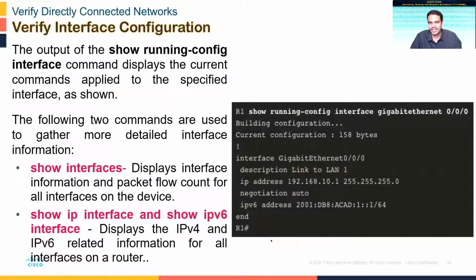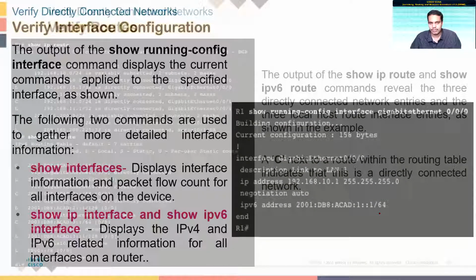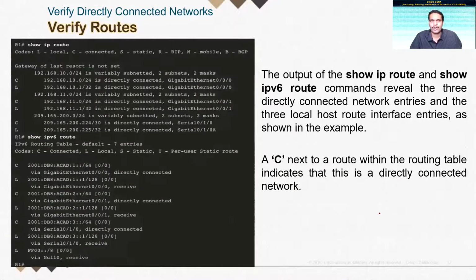Okay. Now interface configuration, the same thing. This command will actually help you to display the current commands that are applied to one particular interface. So that is the reason for show running-config interface and the ID of whichever interface you want to run it for. And if you can see here, if I want to see what type of commands I entered for this G0/0/0 interface, I can just do this, and it gives me the output of all the commands that I entered for that particular interface. So then next comes verifying your routes.